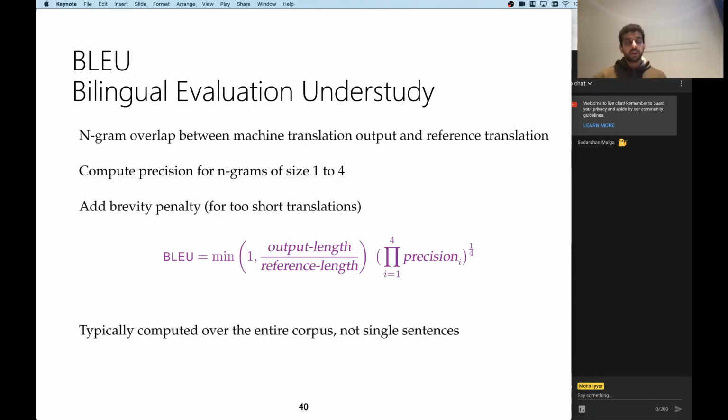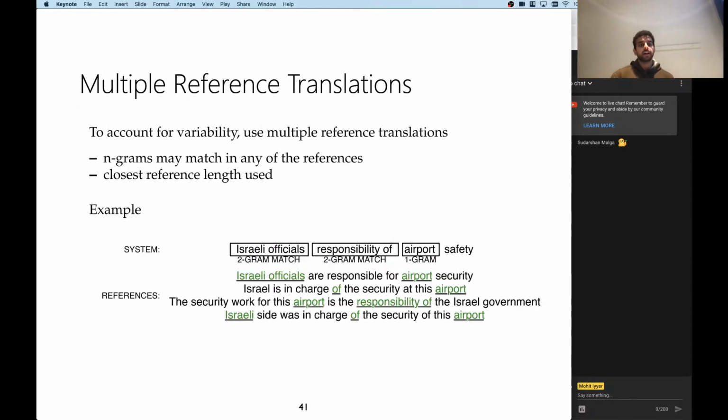Okay, so we discussed what this brevity penalty is, but why does BLEU score not use recall? One thing that you may want to do if you are evaluating a translation system or any sort of generation system is to use multiple reference translations. So let's say we had 4 different reference translations instead of just 1. We had our original one, Israeli officials are responsible for airport security, but then we also have Israel is in charge of the security at this airport and these 2 other ones. We would like our metric to be able to use all of these references in the process of coming up with this score. So how do we do that?